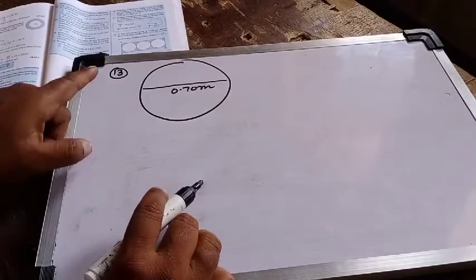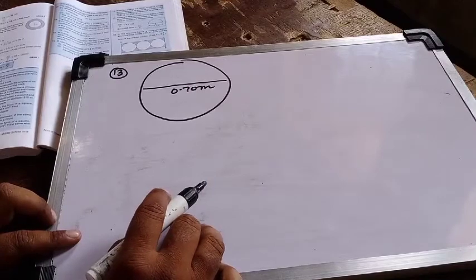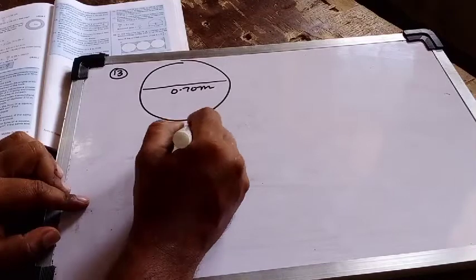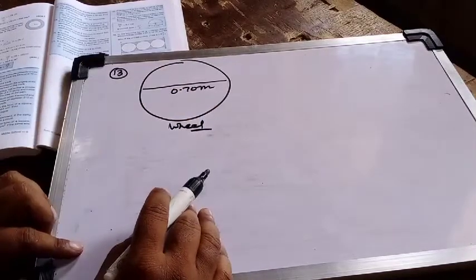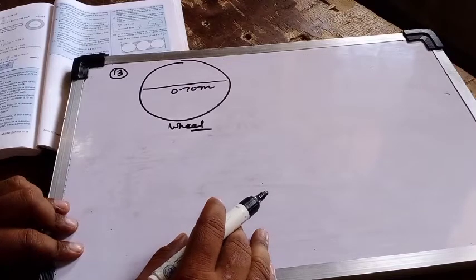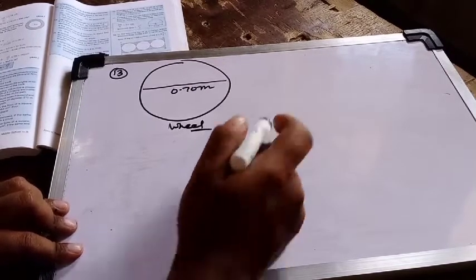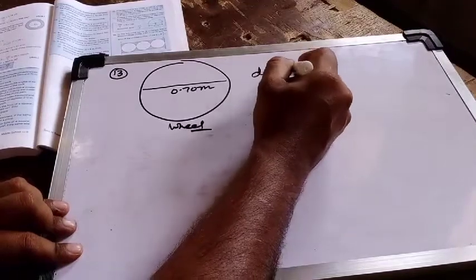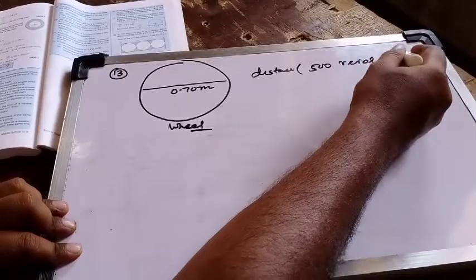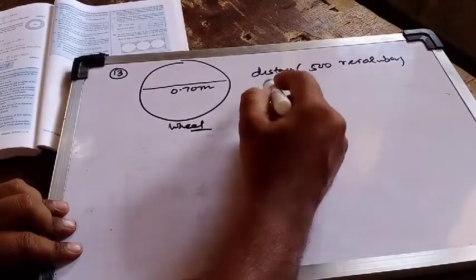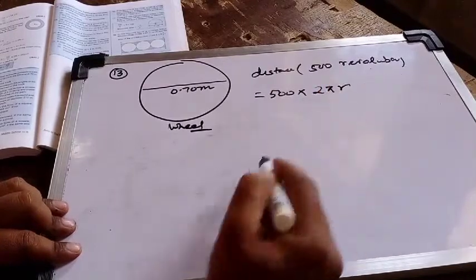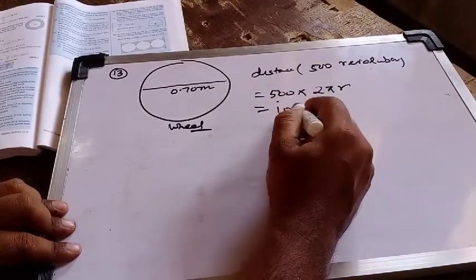So next is a circle. It is exercise 20D, question number 13. It is written, diameter of wheel. It is a wheel whose diameter is given 0.70 meter, and you have to find the distance covered by it in 500 revolutions. One revolution means equal to circumference. So distance in 500 revolutions will be equal to 500 into circumference of circle, that is equal to 2 pi r. So 500 into 2 is 1000 pi r.